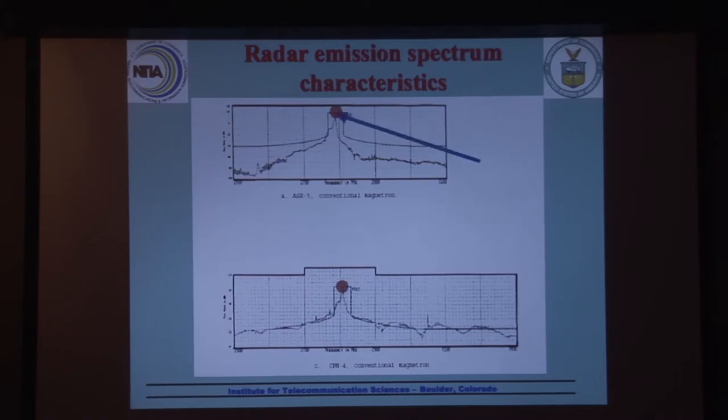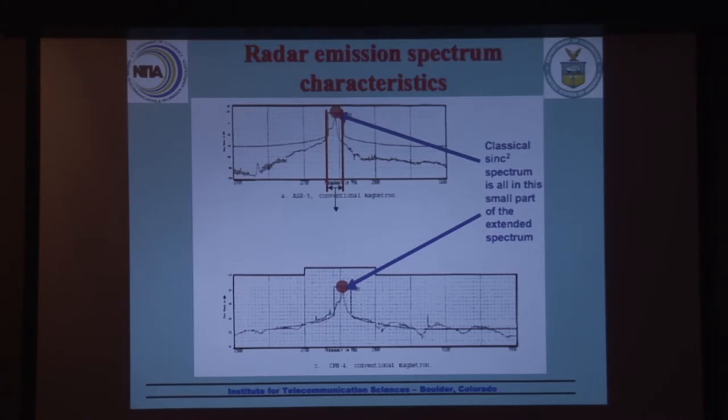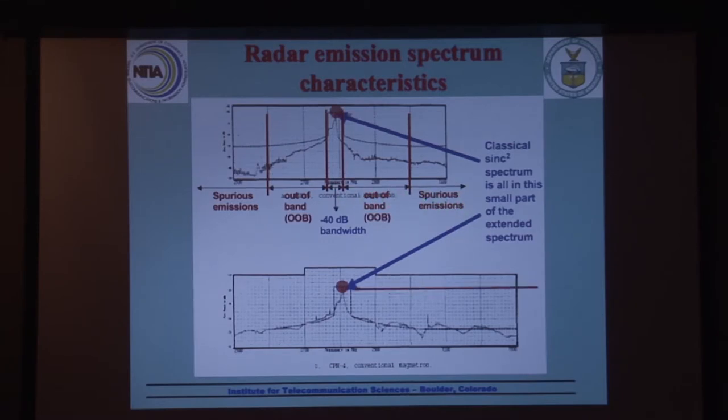And I won't belabor the structure. We've seen this before, so we'll just quickly snap through this. We have the classical sine over x squared spectrum here in the center. We have the out-of-band emissions. We have the unwanted emissions. We have the out-of-band spurious emissions, which together are called unwanted emissions. And it's those out-of-band spurious emissions that can cause the problem.